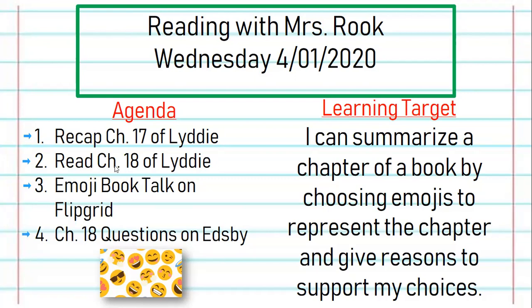Our learning target for today is: I can summarize a chapter of a book by choosing emojis to represent the chapter and give reasons to support my choices. Basically, your whole goal today is to summarize chapter 18, and the way you show me is by choosing emojis to represent what happened in that chapter. You also are going to give me reasons and evidence to support why you chose those emojis. All of that will be done on Flipgrid.